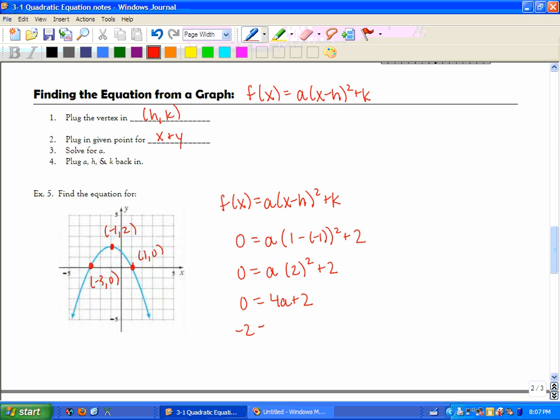And so if we move the 2 over and solve it for a, we would get that a is negative 1/2, which makes sense because it's flipped upside down. So our equation would be f of x equals negative 1/2 times (x, that'll change to plus 1 because it's minus negative 1) squared plus 2.